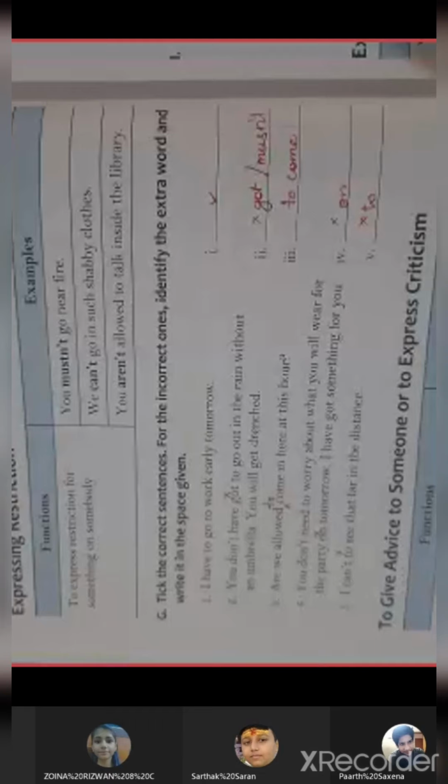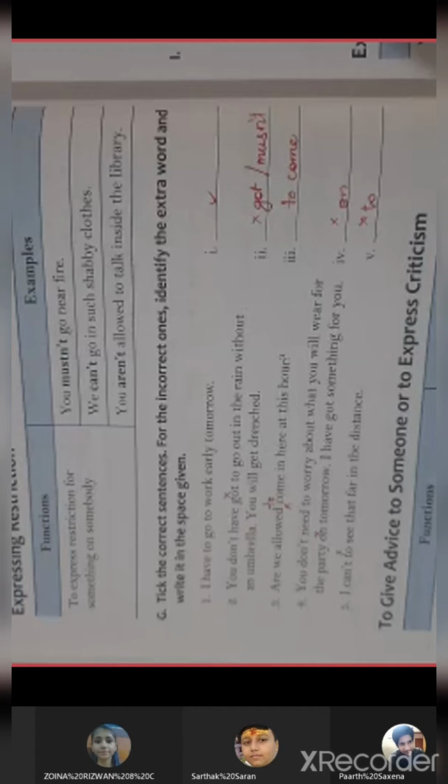Next, expressing restrictions. That means when you're stopping somebody, putting on a restriction, we use words like mustn't, can't, aren't. Mustn't is a contraction of must not. Can't is cannot. Aren't is are not. So let's see the example. You mustn't go near fire. You can't go in such shabby clothes. You aren't allowed to talk inside the library.